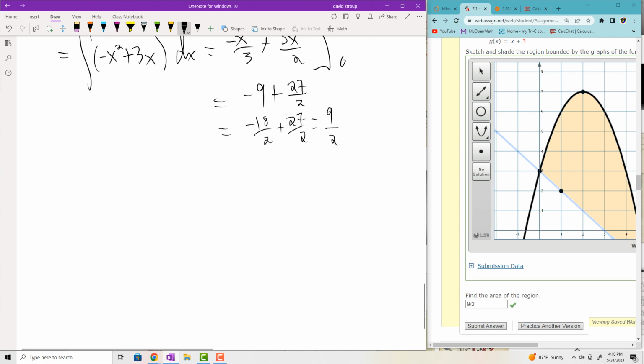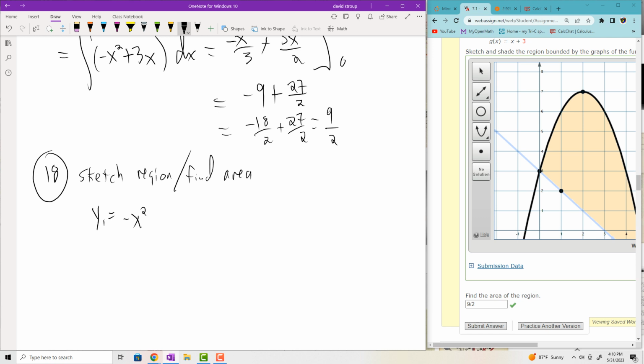Okay, the video quiz problem then is number 18 from the book. They want you to sketch the region bounded by the graphs and find the area. So it's a lot like this problem we just looked at. Okay, so the curves, y1 is negative x squared plus 3x plus 1, and then the second curve, y2, is negative x plus 1. Okay, so that's your video quiz for the section.